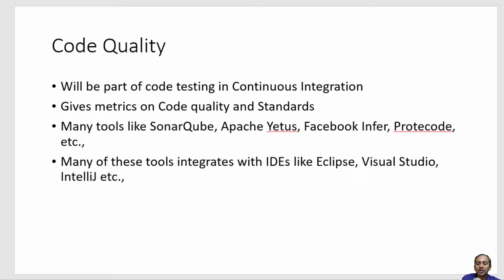Let us understand about code quality. In any project, maintaining the quality of the code plays a significant role, and we can make the process to maintain the code quality a part of continuous integration, where it will provide metrics on the quality of the code as well as how many standards have been followed, and it will keep giving continuous feedback to the developers so that they can make sure the quality is not diluted.